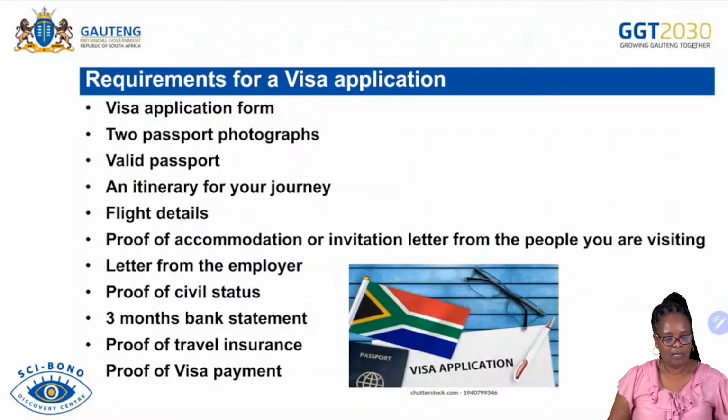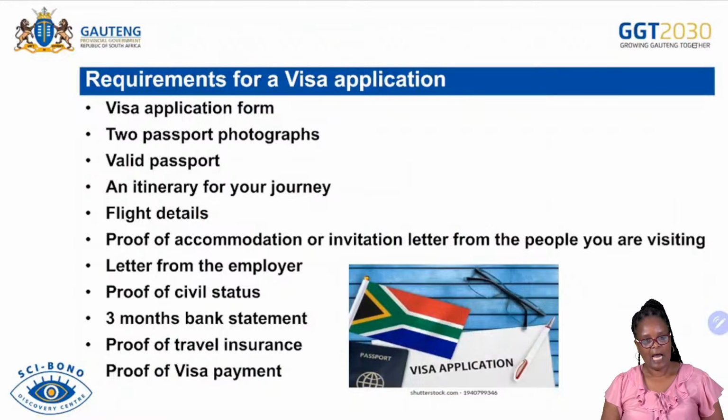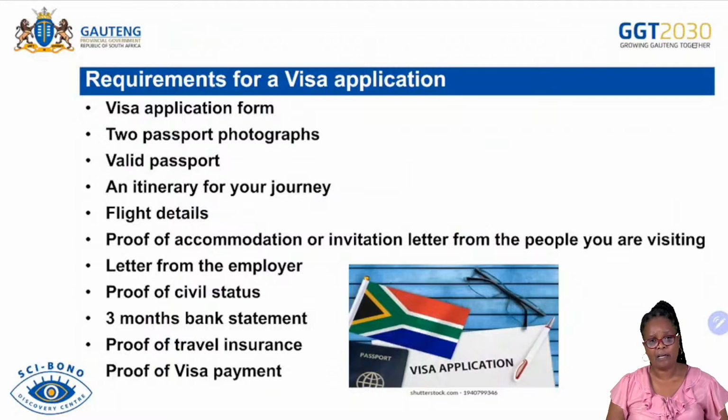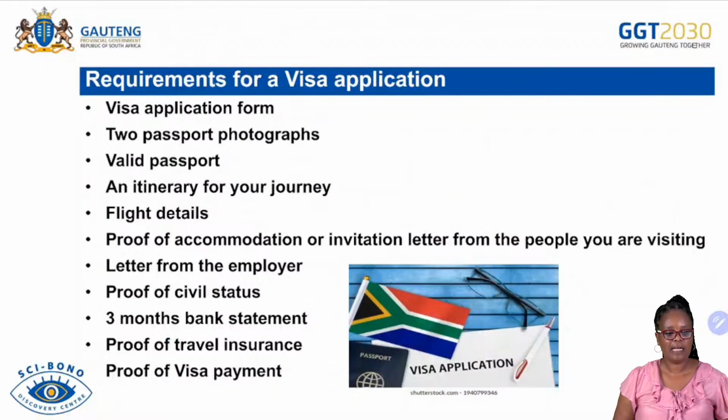Let's look at the next one. They will need proof of travel insurance. I've already explained this, that you need proof of travel insurance. You buy yourself travel insurance for anything that will be happening to you. Lastly, payment. We'll need proof of visa payment. That's what you need to have. These are the requirements for visa application.